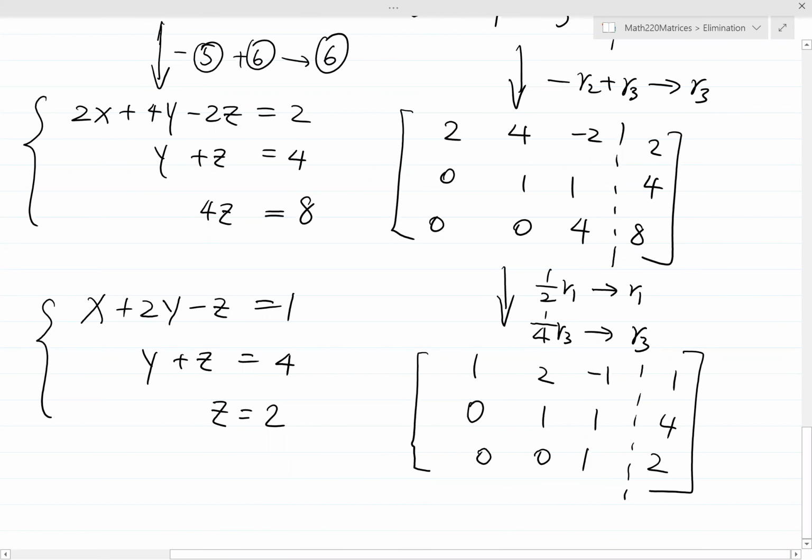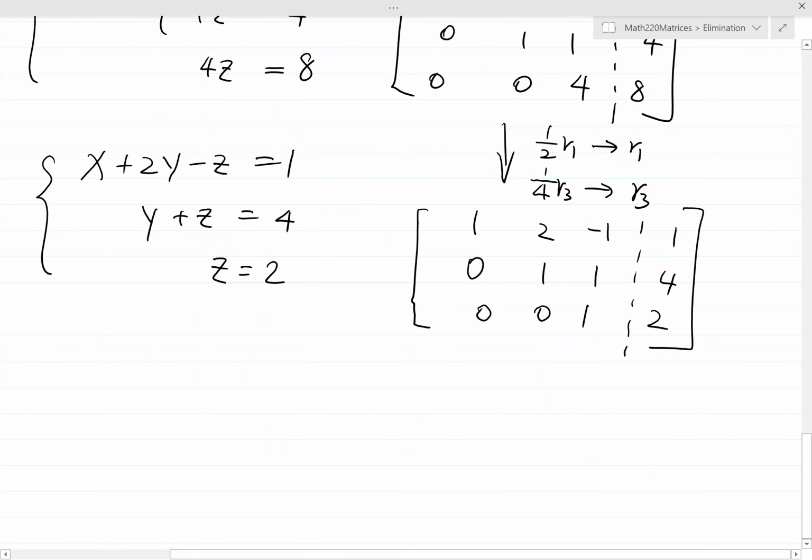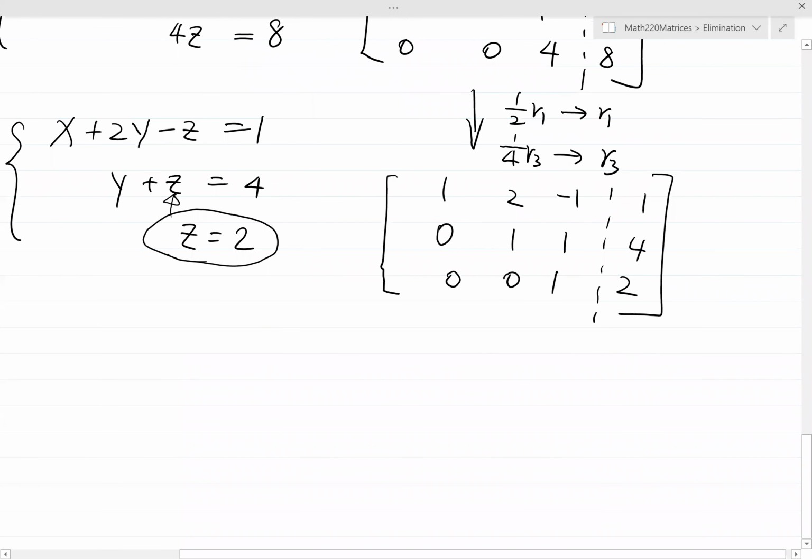Then we use substitution. You see here, the last z equal to 2. This is a solution. And then we already know z. And then we substitute backwards. We can solve y. And then we know y and z. We can substitute into the first equation. And then we solve for x. Okay. Then we apply substitution. Or you do it in this way.